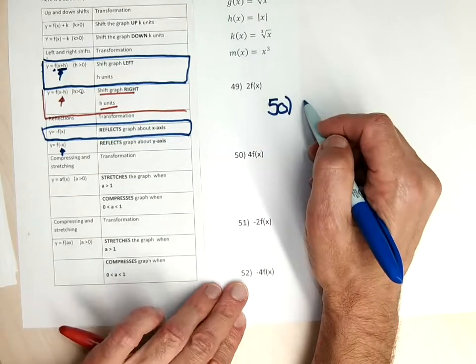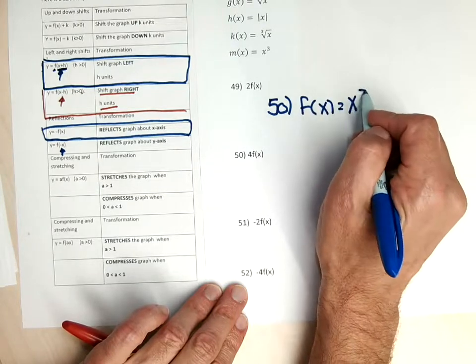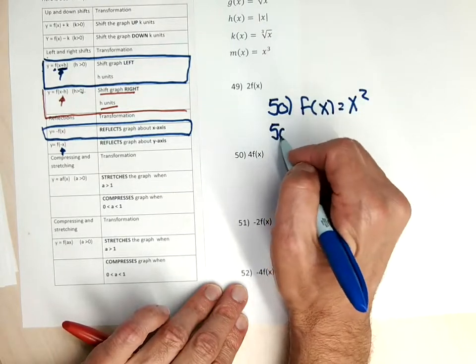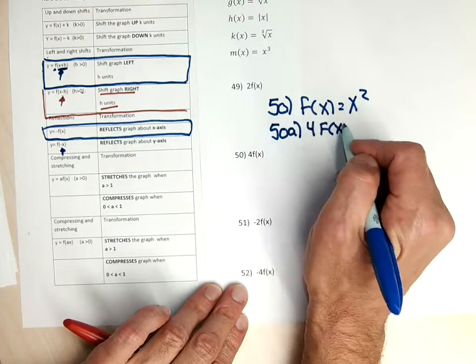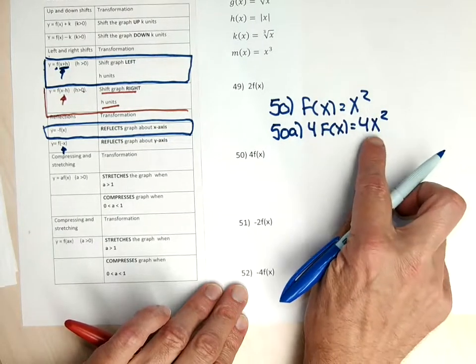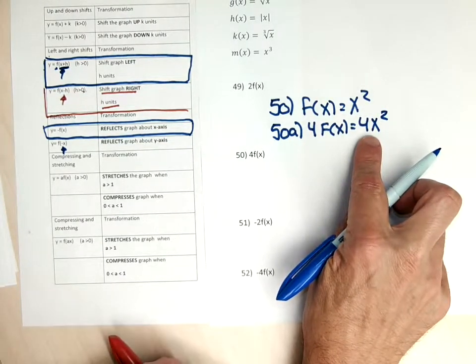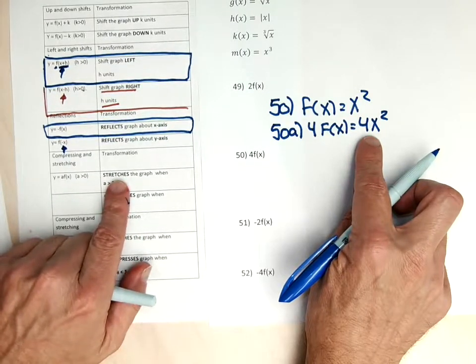So just like the negative sign for reflecting over the x-axis, it's going to just be written in front of the function. So 50 is calling out the function x squared. Part A wants me to find the function 4 times f of x, and to do that I just multiply the function by 4. What this is going to do is multiply each of the y's by 4, and it's going to stretch the function. It's actually going to make it narrower.